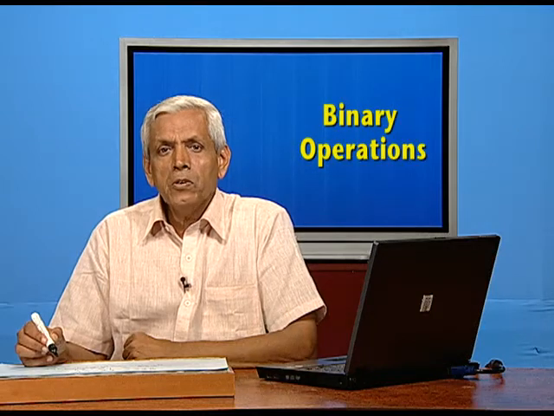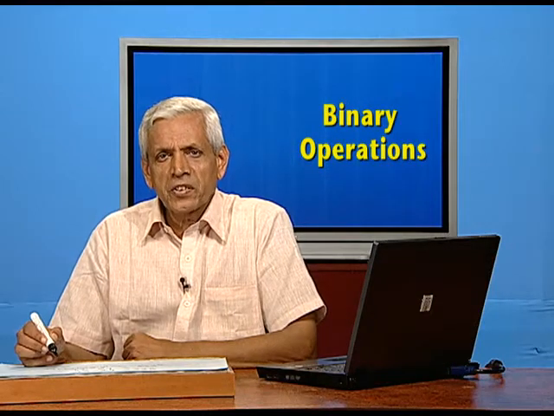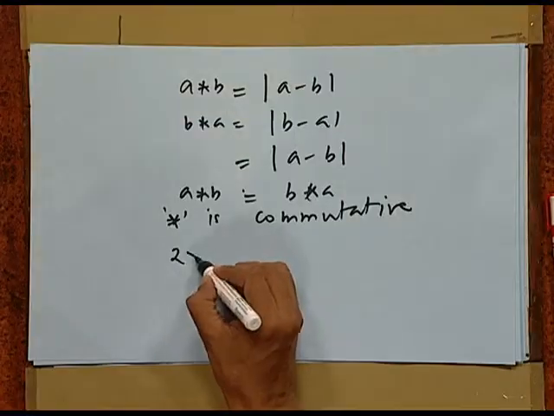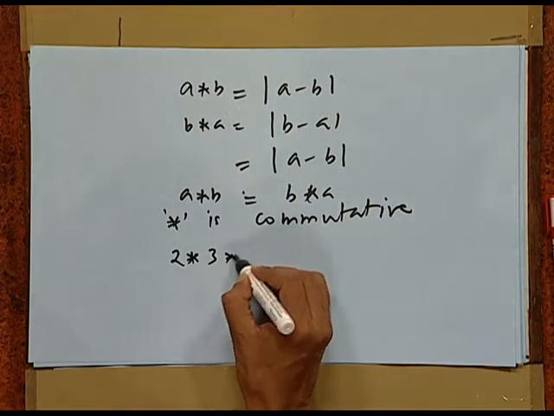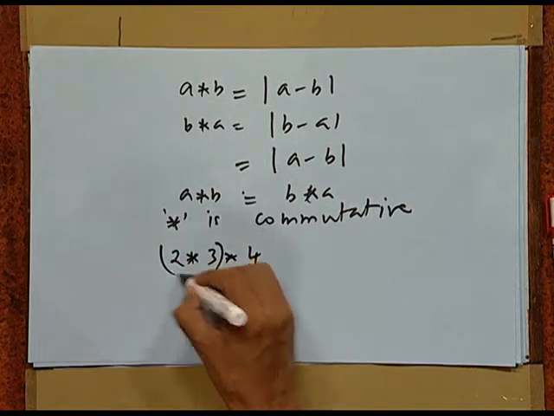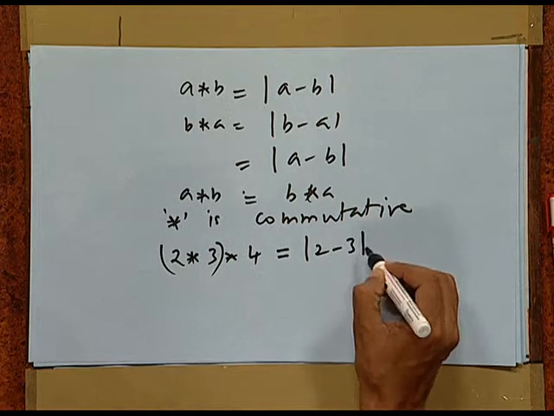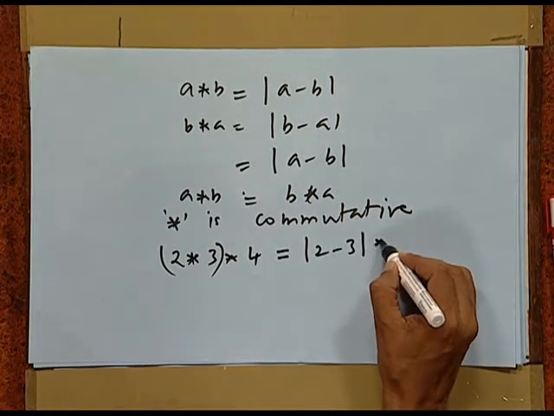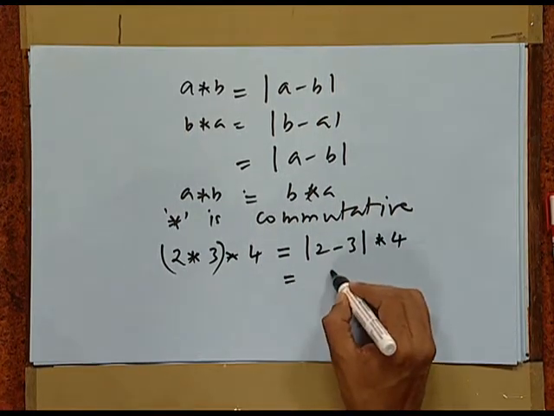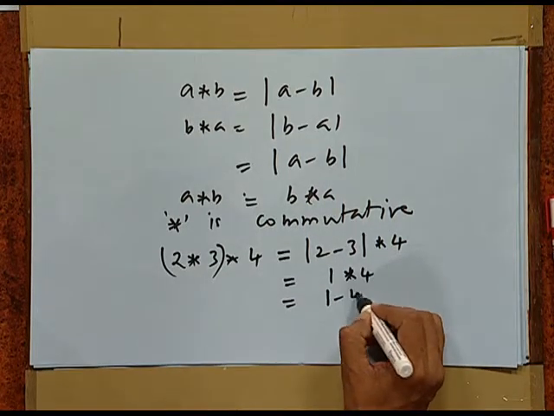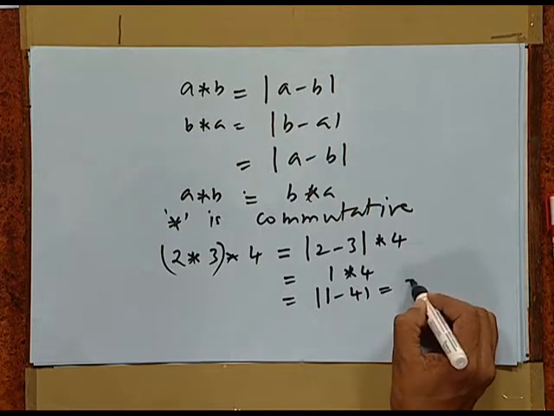Now, we have to show that star is not associative. For that, we will search for a counter example. Let us take (2 star 3) star 4. This is mod 2 minus 3, that is 1, star 4, that is 1 star 4, that is mod 1 minus 4, that is 3.